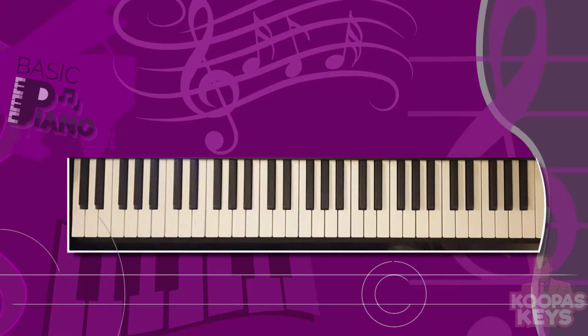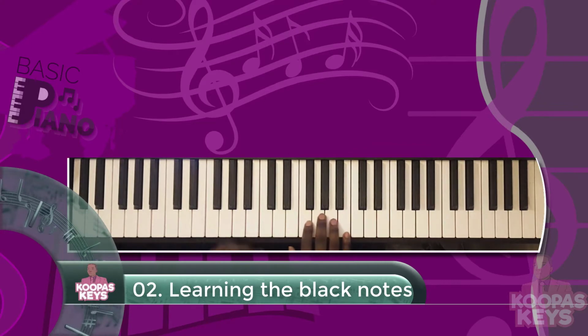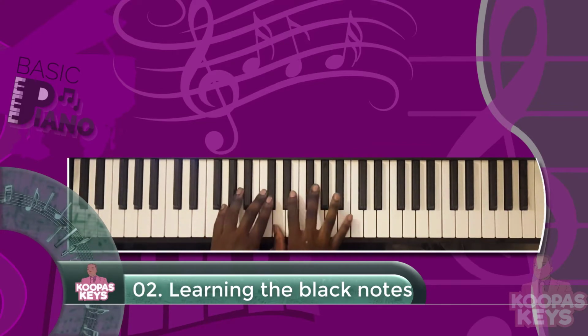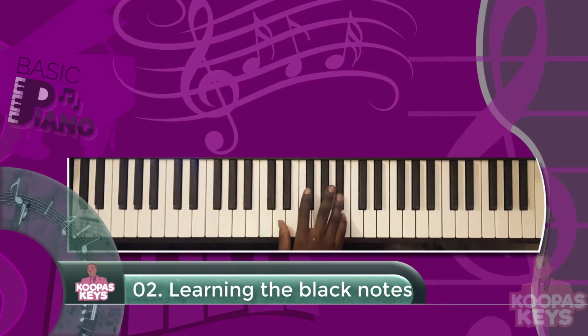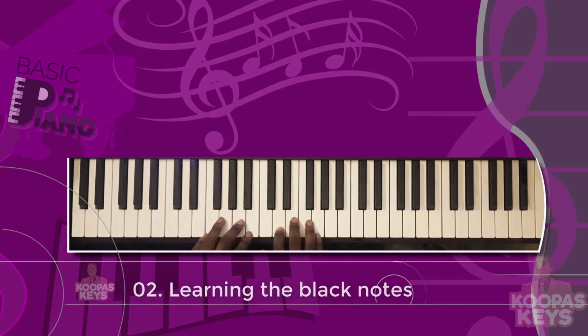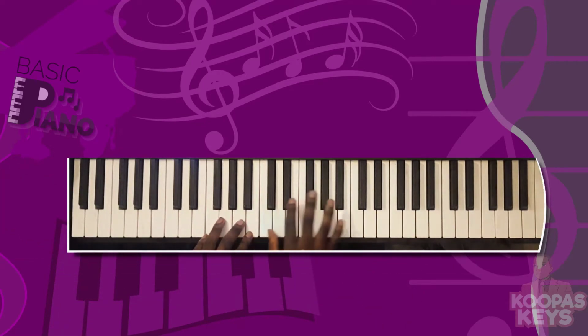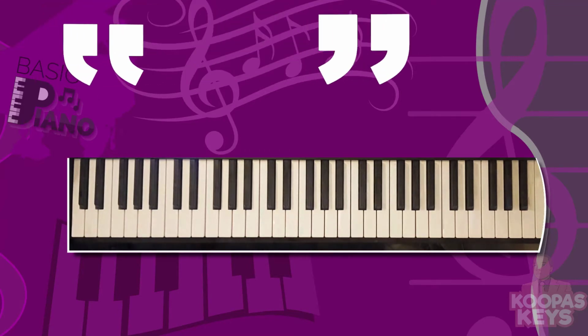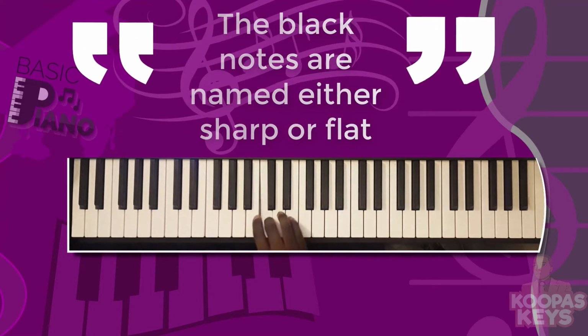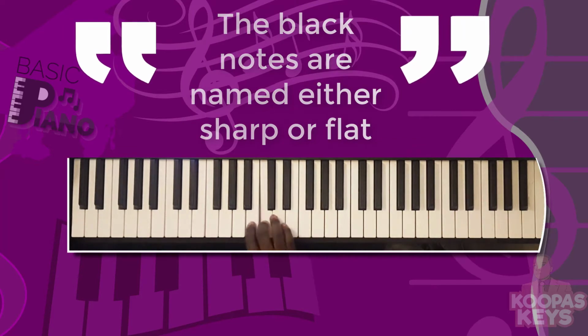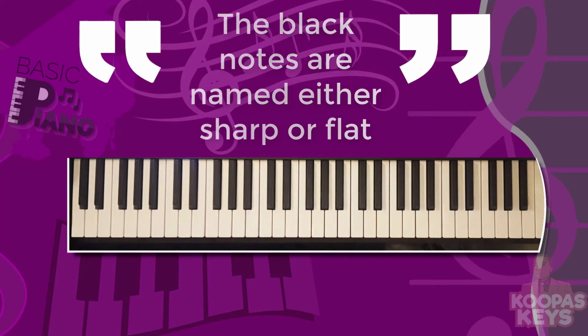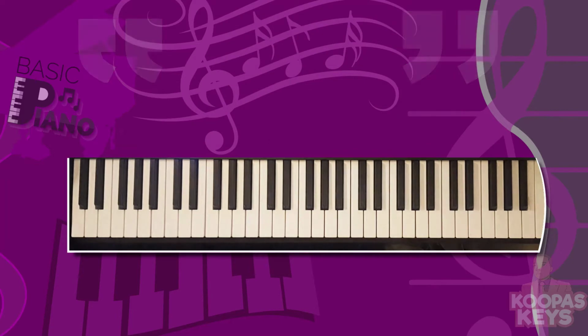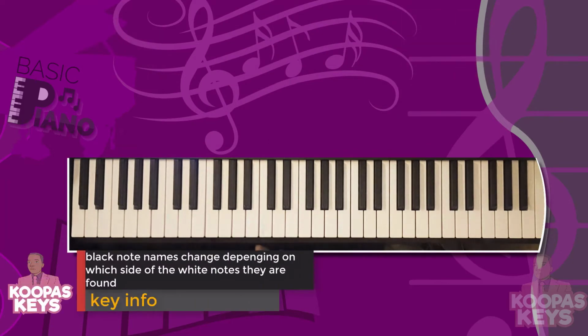Alright, so now that you've learned all the names of the white notes, it's time to dig in and start to learn some of the names of the black notes. Now, you'll need to be able to find the names of the black notes, but here's the thing. The black notes don't have unique names like the white notes. Remember, the white notes are named after the letters of the alphabet, conveniently from A to G. But the black ones have their names changed depending on which side of the white notes they're found in.